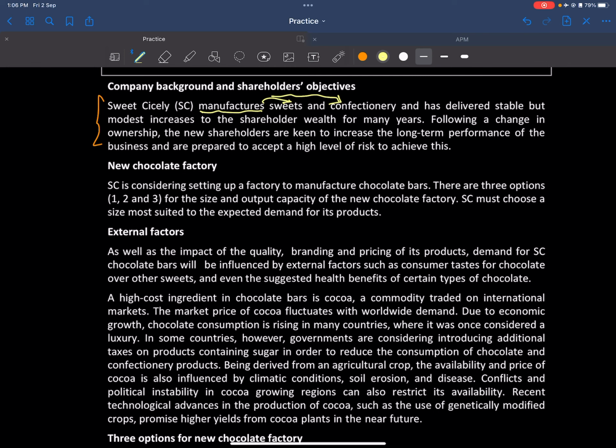But what has happened is it has delivered stable, modest increases to the shareholders' wealth. So stable shareholders' wealth, right? So people might want that. Some shareholders, we could talk about that as well. And following the change in ownership, the new shareholders are keen to increase the long-term performance of the business and are prepared to accept high levels of risk. Right, so the question does not clearly mention whether it's a complete change in ownership or what else.